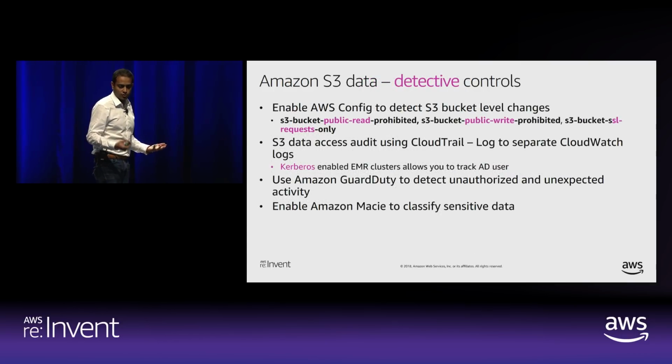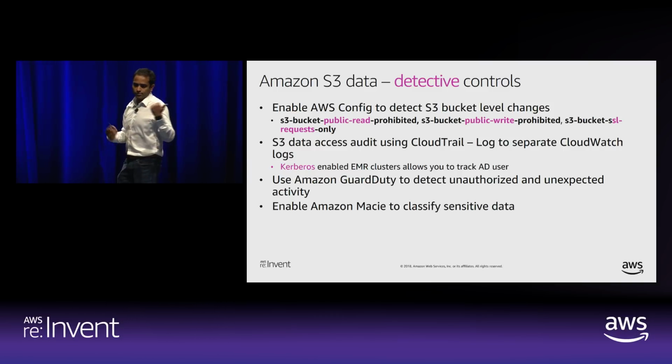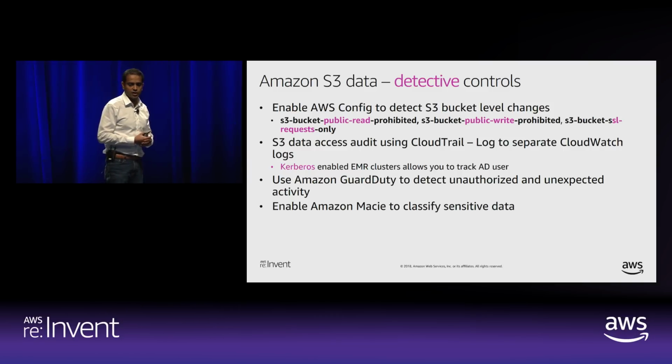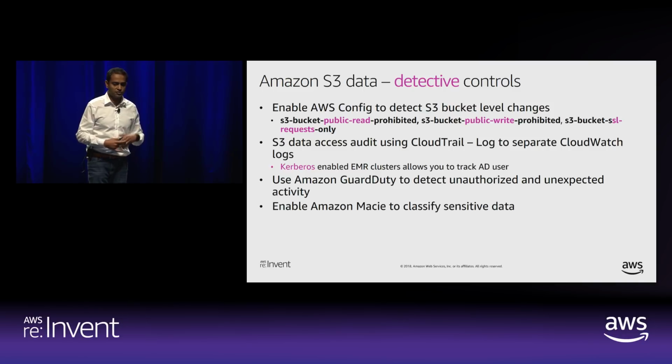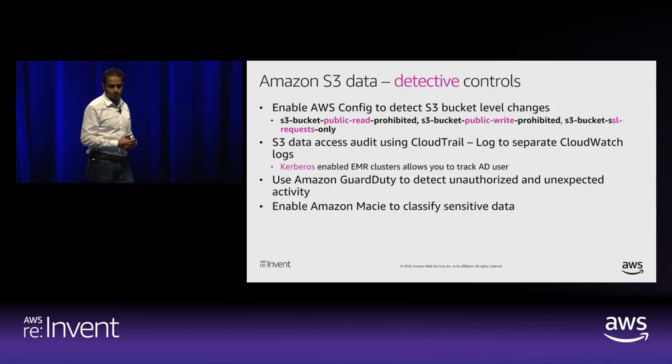Okay, moving on to detective controls, which we touched upon a little bit. So starting from AWS Config, it is a way to track resources and inventory changes. It helps you look at things like, I'm showing a few of these examples, a few of the config rules, things like public read, public write, or SSL only requests. So you can enable these config rules that will automatically check and notify you when there is a variation. If somebody changes the SSL request only parameter in the bucket policy, or if somebody makes it a public read or public write, you'll get notified on that, and you can take corrective action.